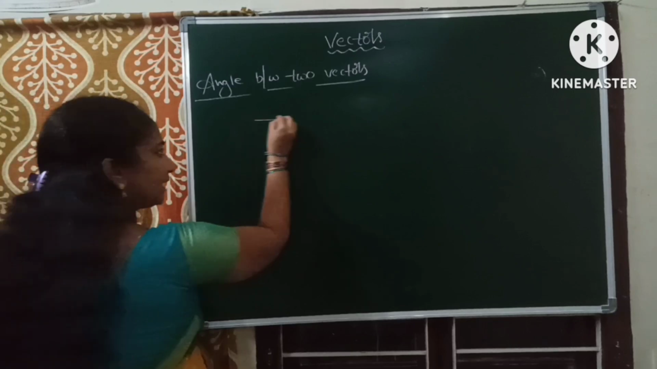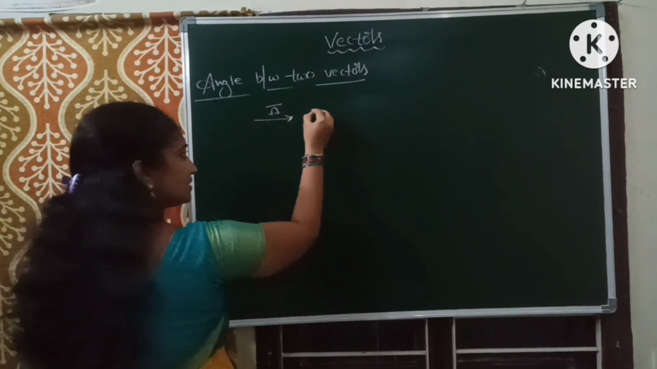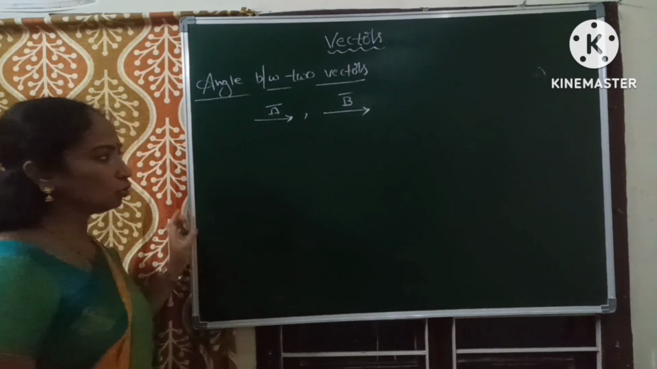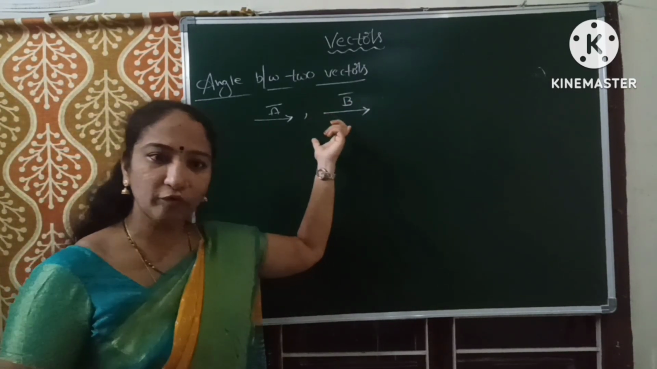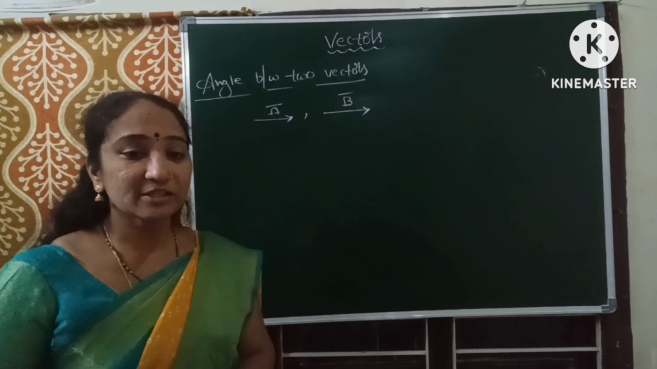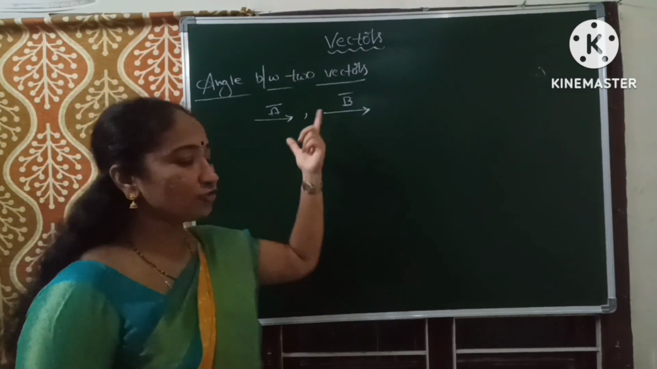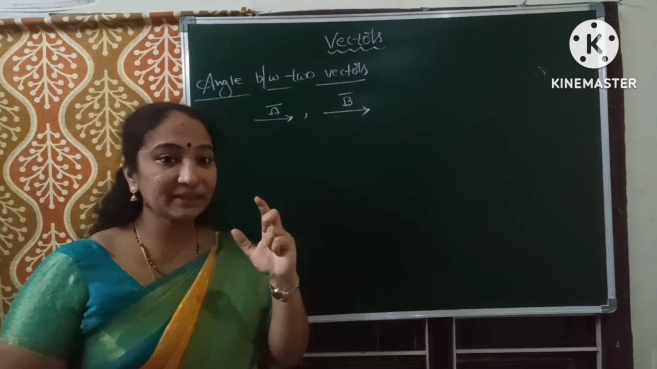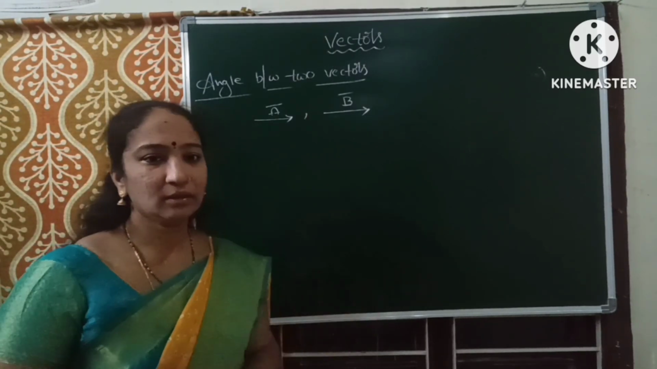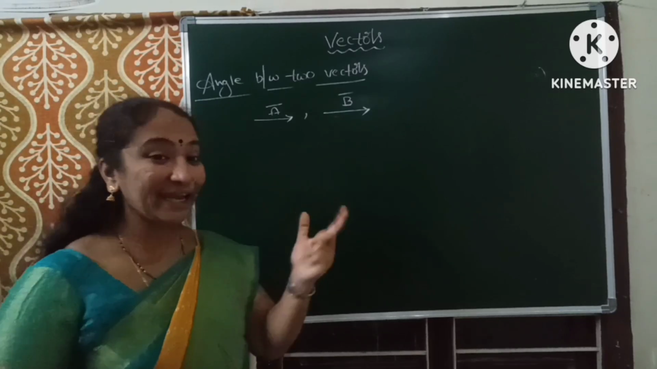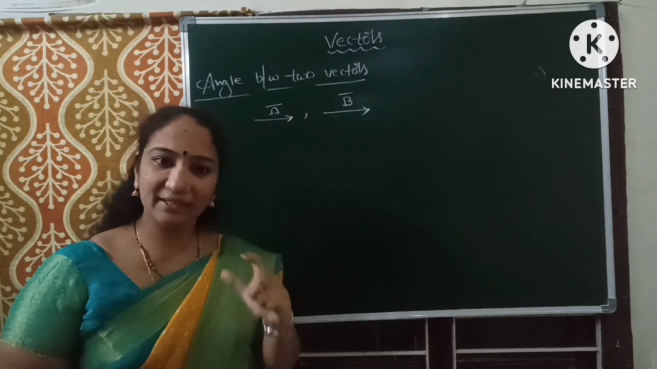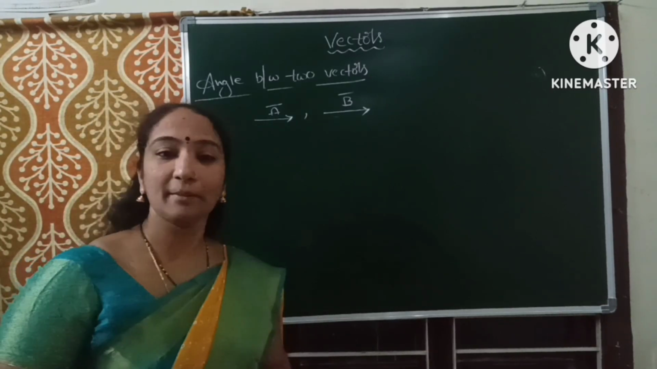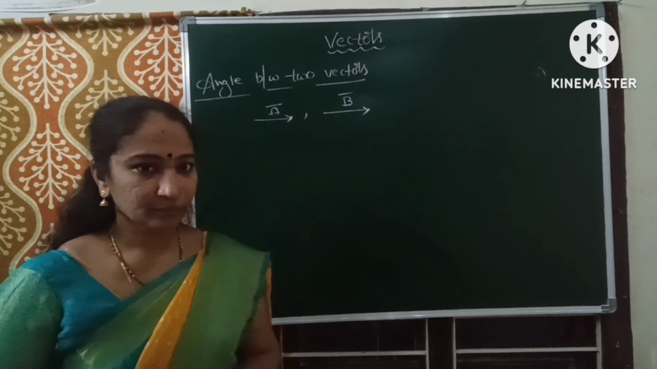For example, I have two vectors, a bar and b bar. Graphical representation: a bar, and another vector is b bar. To calculate the angle between two vectors, you should remember 2 points here. The first point is that the tails of the two vectors should coincide, or those two vectors' heads should coincide. Either tails coincide or heads coincide. Only when it is like that do we calculate the angle.